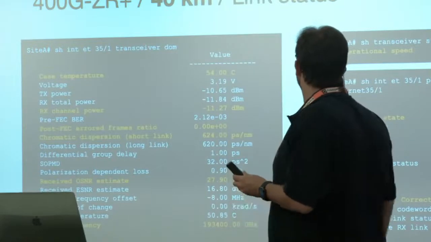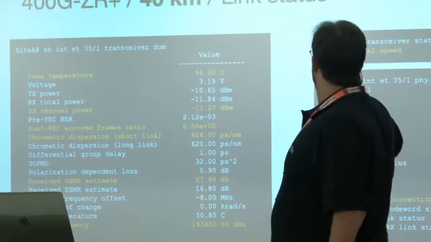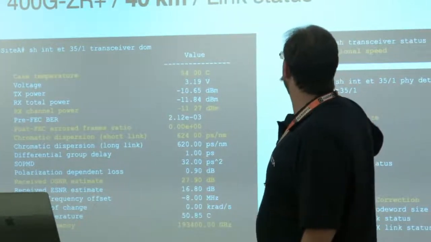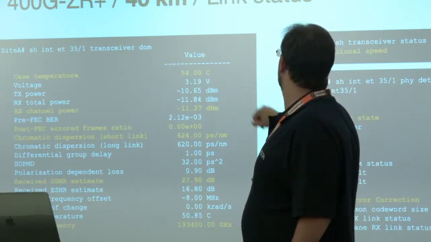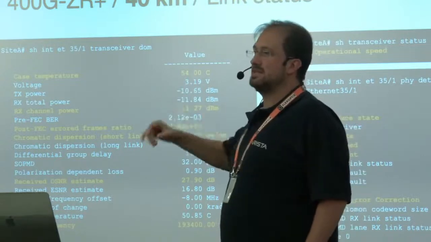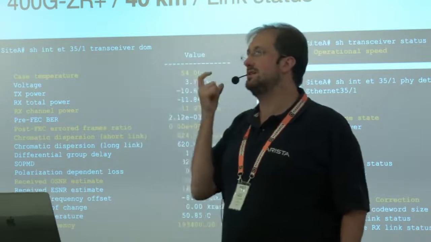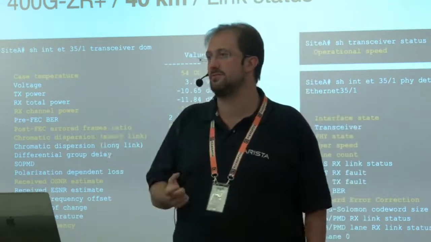Looking at the link, one thing to mention here is something I didn't show you earlier. If you look at the transceiver DOM values, you have an RX total power and an RX channel power. That means the total power is the overall signal the optic receives. The channel power is what it needs for this particular frequency.